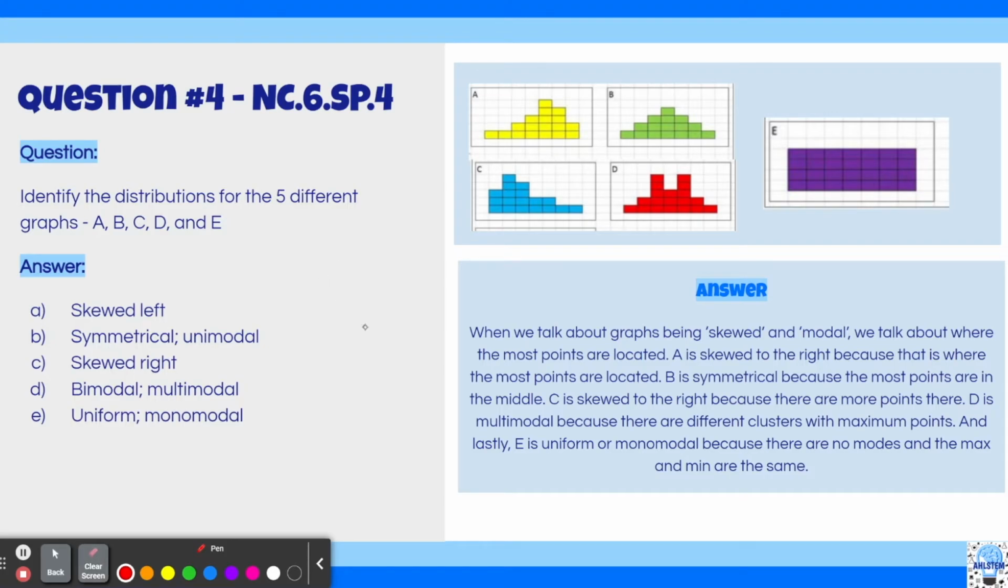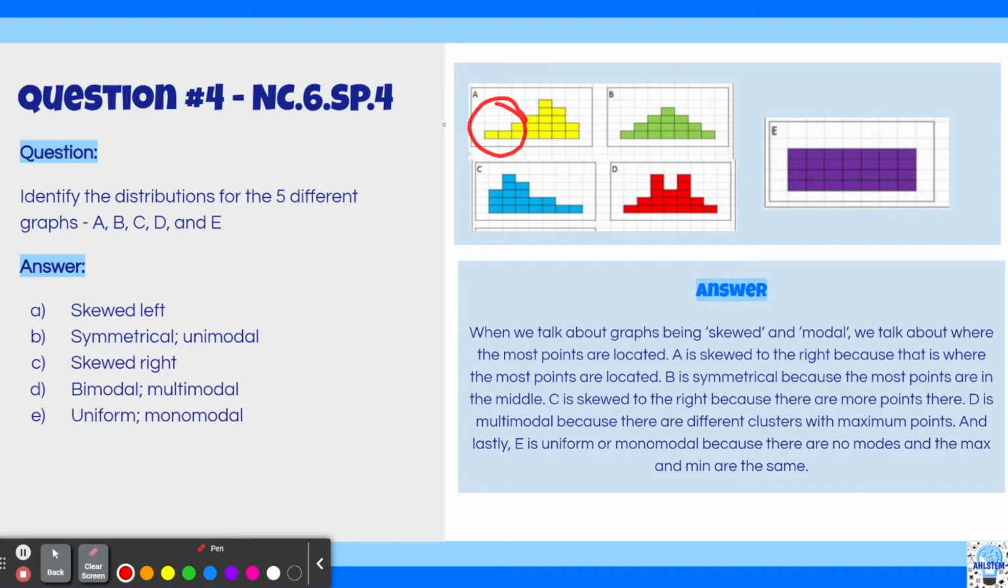Symmetrical. So yeah, skewed. Oh, I'm sorry, I gave the wrong definition. Skewed means that it's pushed away. So it's not going to be here on the left. I'm sorry, I mixed that up.